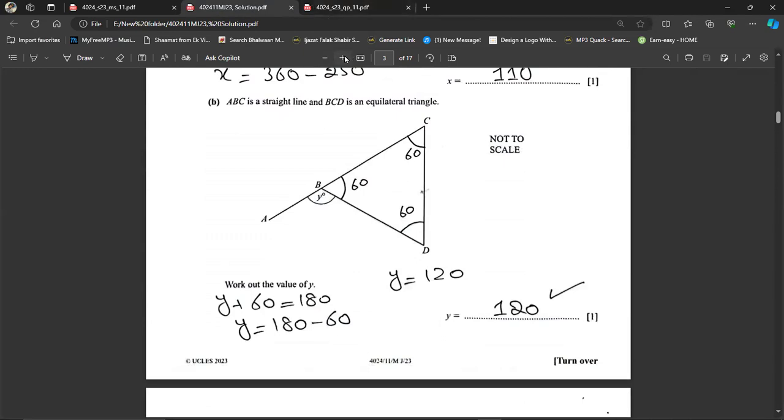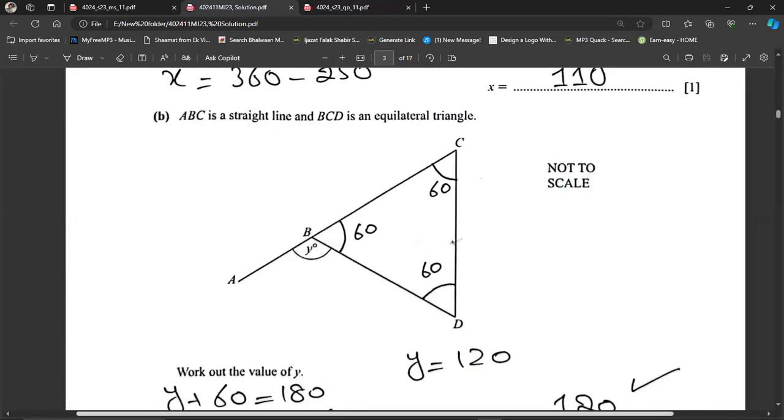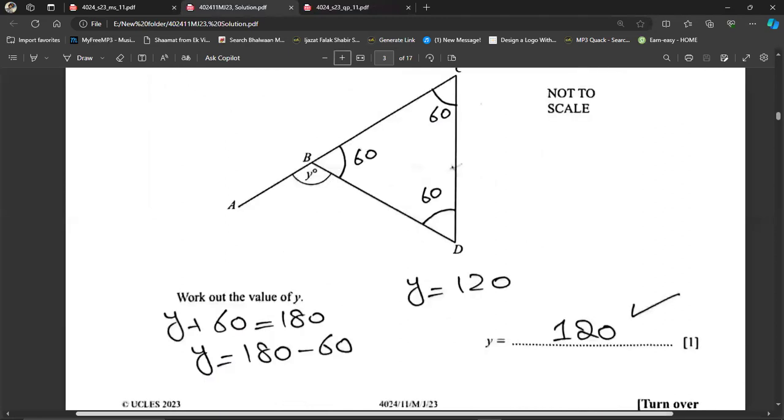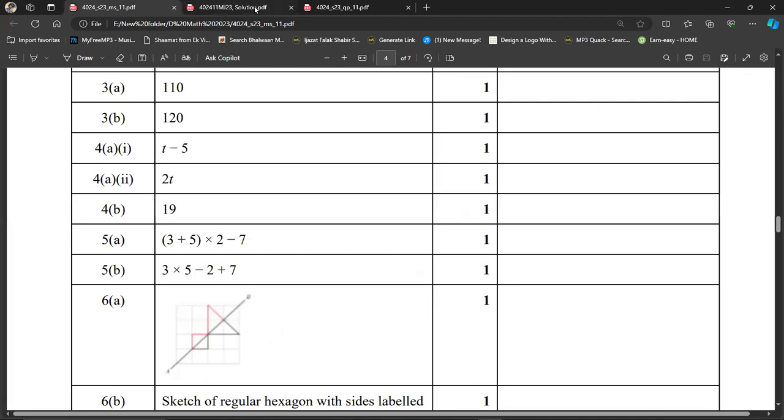So what will happen? I will write x plus y is equal to 180. So y will be equal to 180 minus 60, and y will be equal to 120. So y is 120. Yeah, that's right.